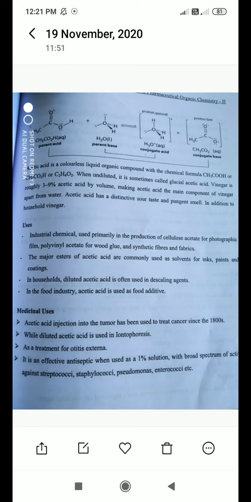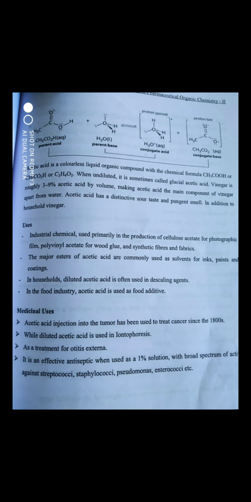Okay, now in the food industry, acetic acid is used as a food additive. Food additive means like an excipient for the formation of a particular film, for making some additional finishing, for preparation or to get a good shape. Like vinegar, it is used in a number of food preparations. So like that, this acetic acid is used in the food industry.